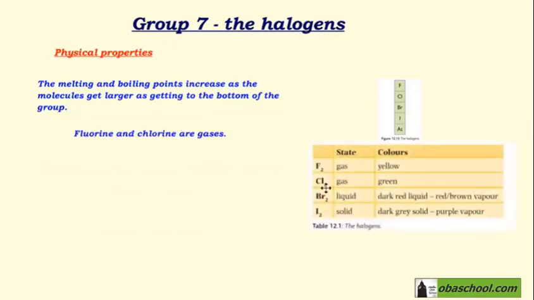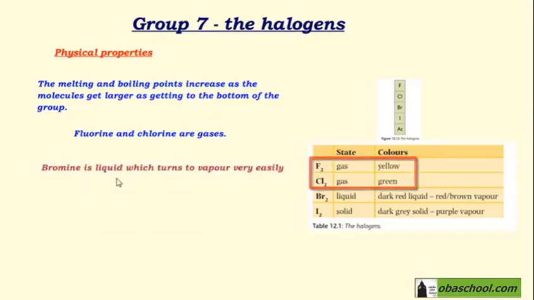Fluorine and chlorine are both gases, and the difference between them is the color. As you look at table 12.1, you will notice that both of them are gases, but fluorine is yellow, while chlorine, Cl2, is green. So both are gases, but different colors.